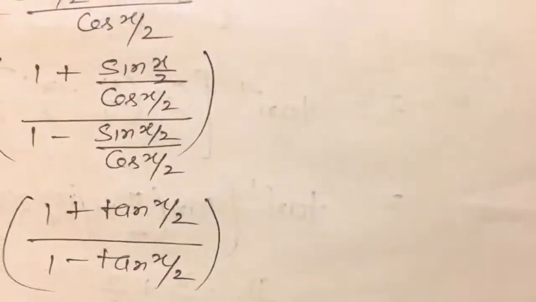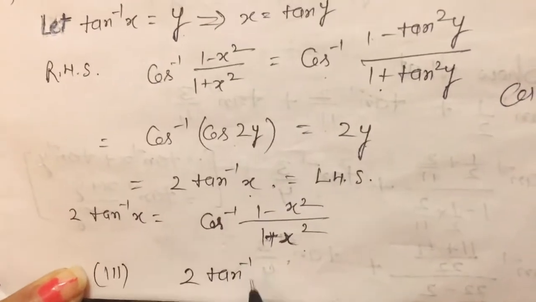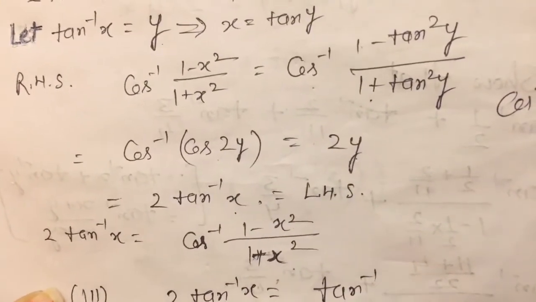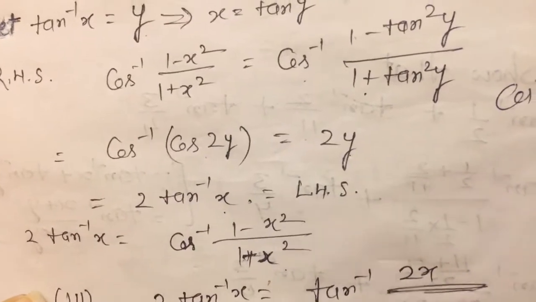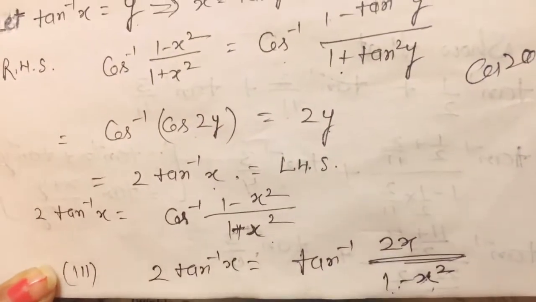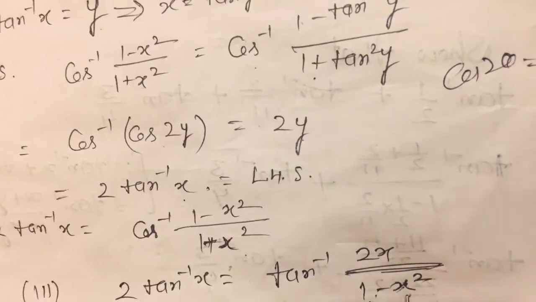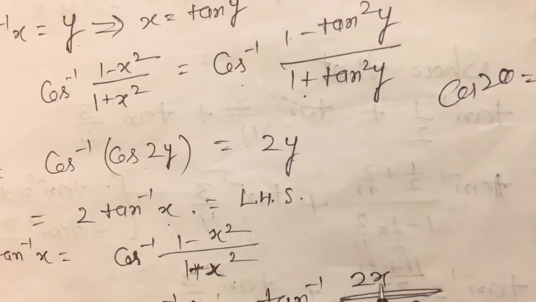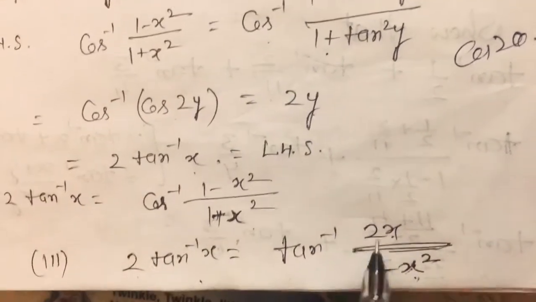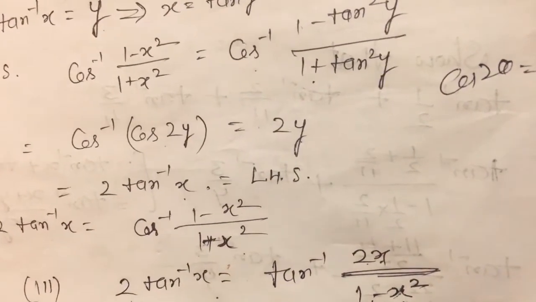Okay. Now the third formula we can also use: 2 tangent inverse x is equal to tangent inverse 2x upon 1 minus x square. In sine it is positive, but in tangent it is negative. So what is the formula of 2 tangent inverse x? Tangent inverse 2x upon 1 minus x square. We can show this formula by putting x is equal to tangent y in the right hand side, and we will find this is equal to the left hand side. Okay. Now come to the next.